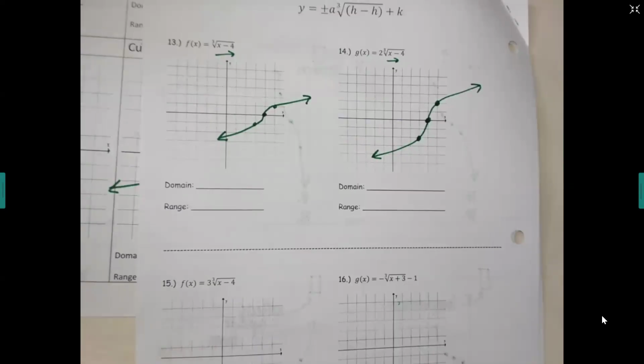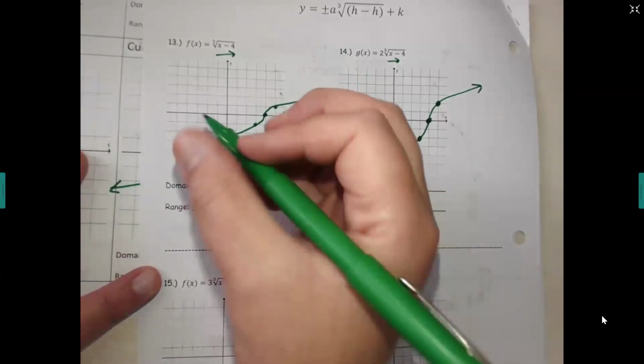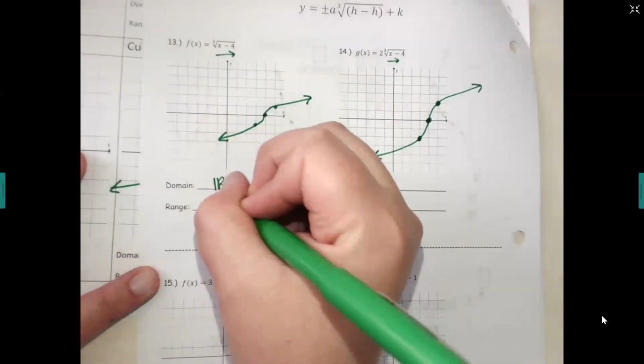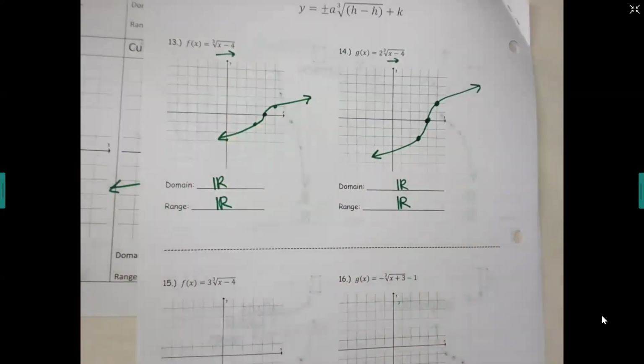Okay, so they're both still the same shape. You're just modifying it a little bit. What will domain and range be for the hooks or the sideways squiggles? All real numbers, because you have one side of it going backwards and down, the other side's going forward and up.